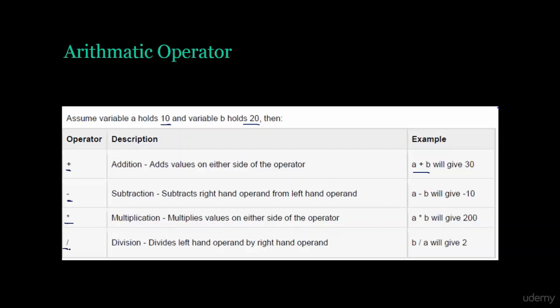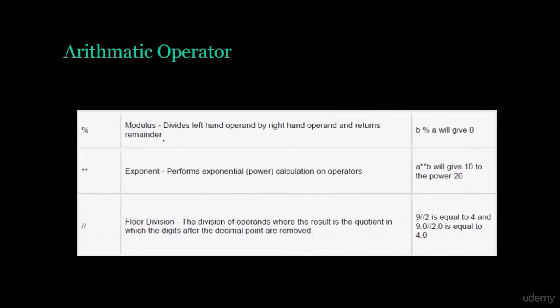The division will divide the left hand operand by the right hand operand, like B divided by A. Okay, this will give us 2. And this is modulus. This will divide the left hand operand by the right hand operand and return the remainder. This will give us the remainder of the operation B modulus A. Exponent performs exponential or power calculations on operators, like A power B.